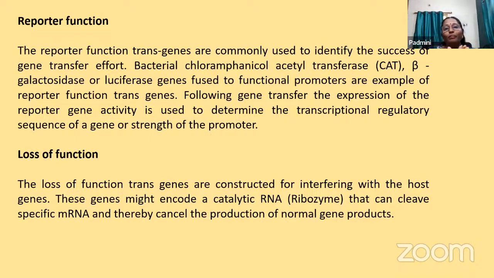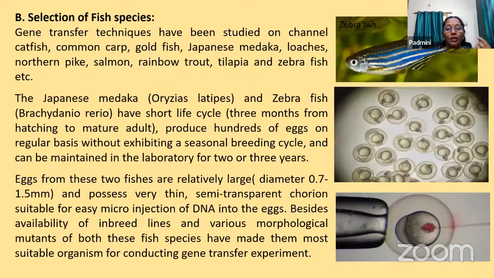So when you want to stop a particular gene from expressing, you add something which is going to interfere in its expression. Once it is transferred into the genome, this particular antisense RNA is going to stop the expression of that particular gene. So that is called loss of function. So that was about gain of function, reporter gene, and loss of function. The next one is selection of fish species.